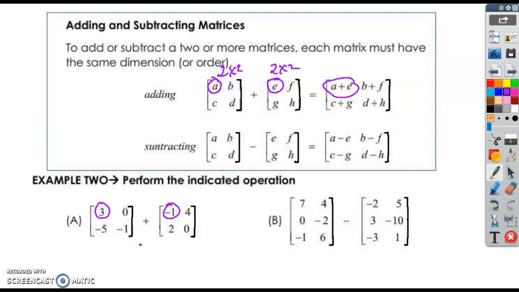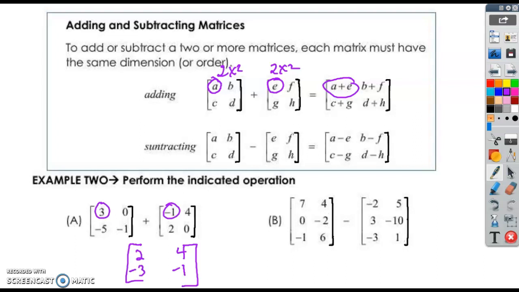And I'm going to redraw my new matrix here. 3 plus negative 1 is 2. 0 plus 4 is 4. Negative 5 plus 2 is negative 3. Negative 1 plus 0 is negative 1. So there's your new matrix.